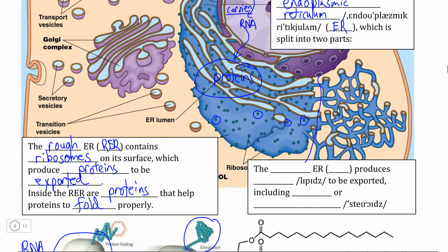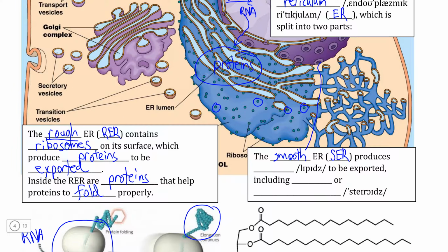Now we can see the second half of the endoplasmic reticulum here does not have ribosomes on the surface. Instead of having a rough surface, the right-hand side of the ER has a smooth surface, which is why we call this the SER, or smooth endoplasmic reticulum for short. Now, because there are no ribosomes on the surface of the SER, proteins are not produced here, and instead the smooth ER's job is to produce the cell's lipids.